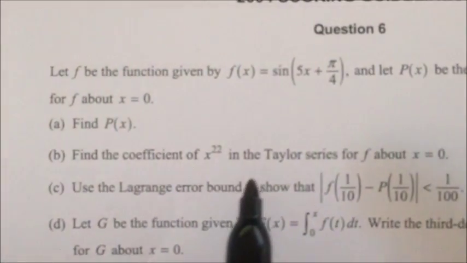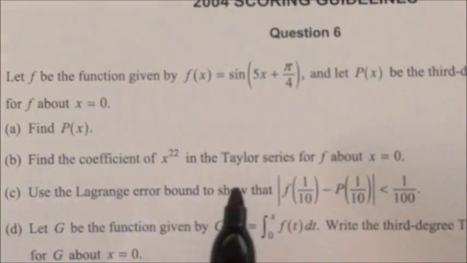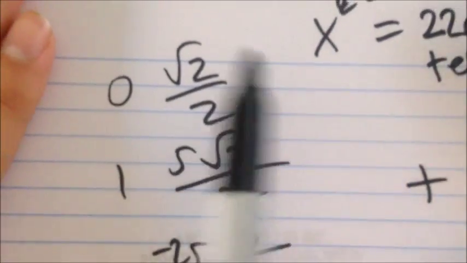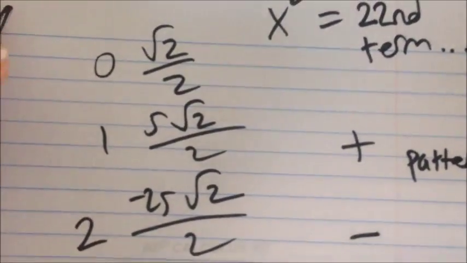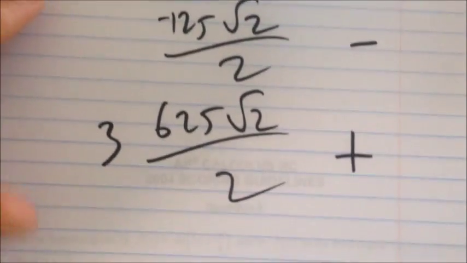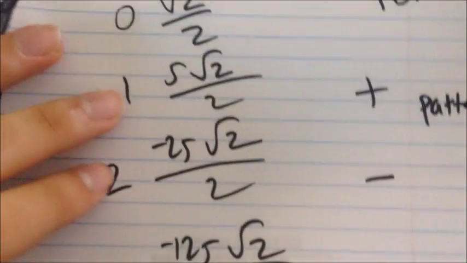The next part states: find the coefficient of x to the 22nd in the Taylor series for f about x equals 0. Okay, so I wrote out all the terms of the coefficients, or at least the derivatives. I'll deal with the coefficients a bit later.